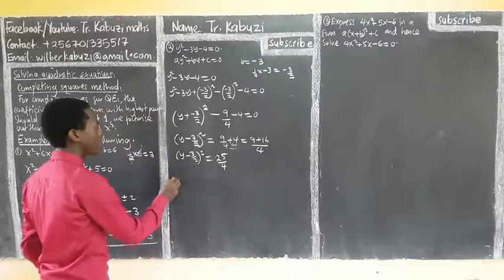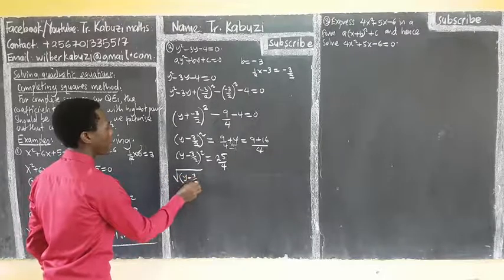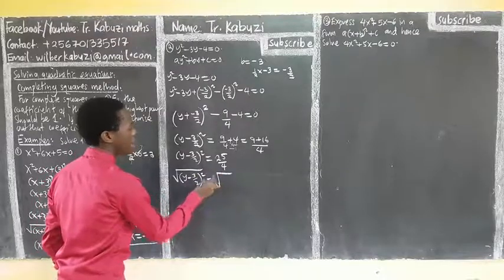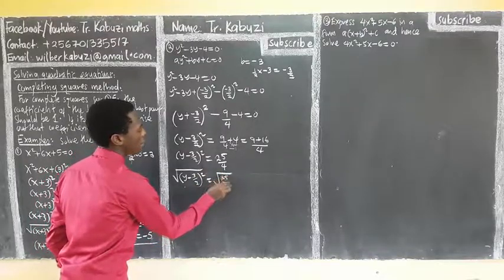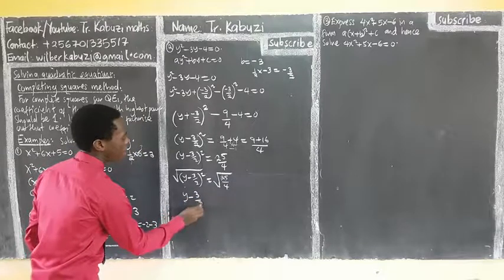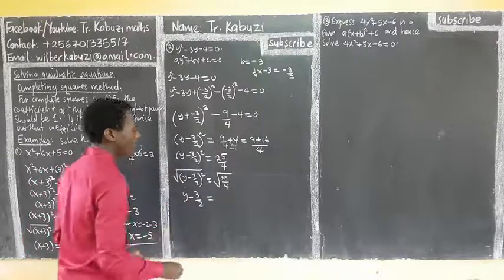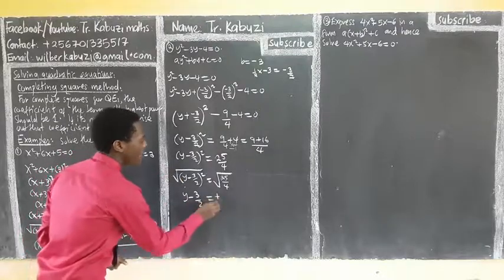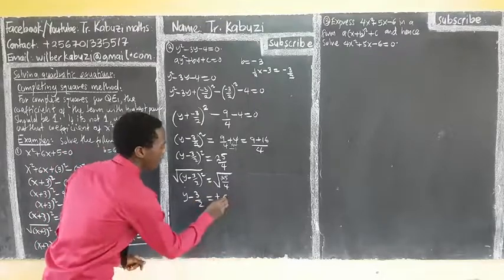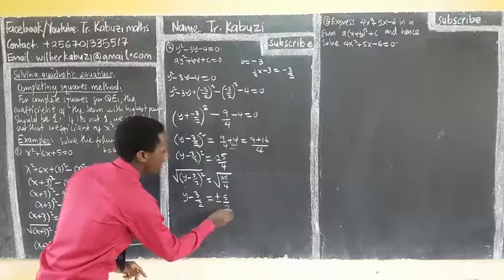Then you get the square root. So the square root of y minus 3 over 2 squared will be now equal to the square root of 25 over 4. So this will get y minus 3 over 2. Whenever we get the square root, we get a plus or minus. Square root of 25 is 5. Square root of 4 is 2.